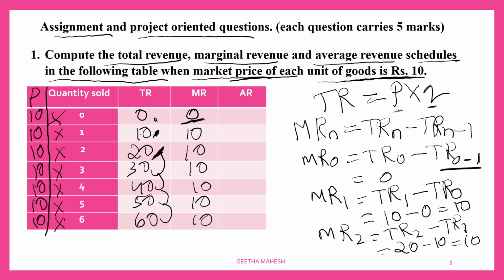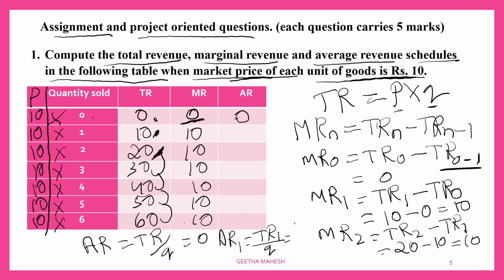Then how will you find out average revenue? Average revenue is equal to total revenue divided by quantity. So total revenue you can consider 0. Total revenue is 0 for the first quantity sold, which is 0. So 0 divided by 0 you will get 0. Then for the first unit, average revenue of first unit equals total revenue of first unit divided by quantity, which is equal to total revenue 10. 10 divided by 1 equals 10. So like this you can calculate here.